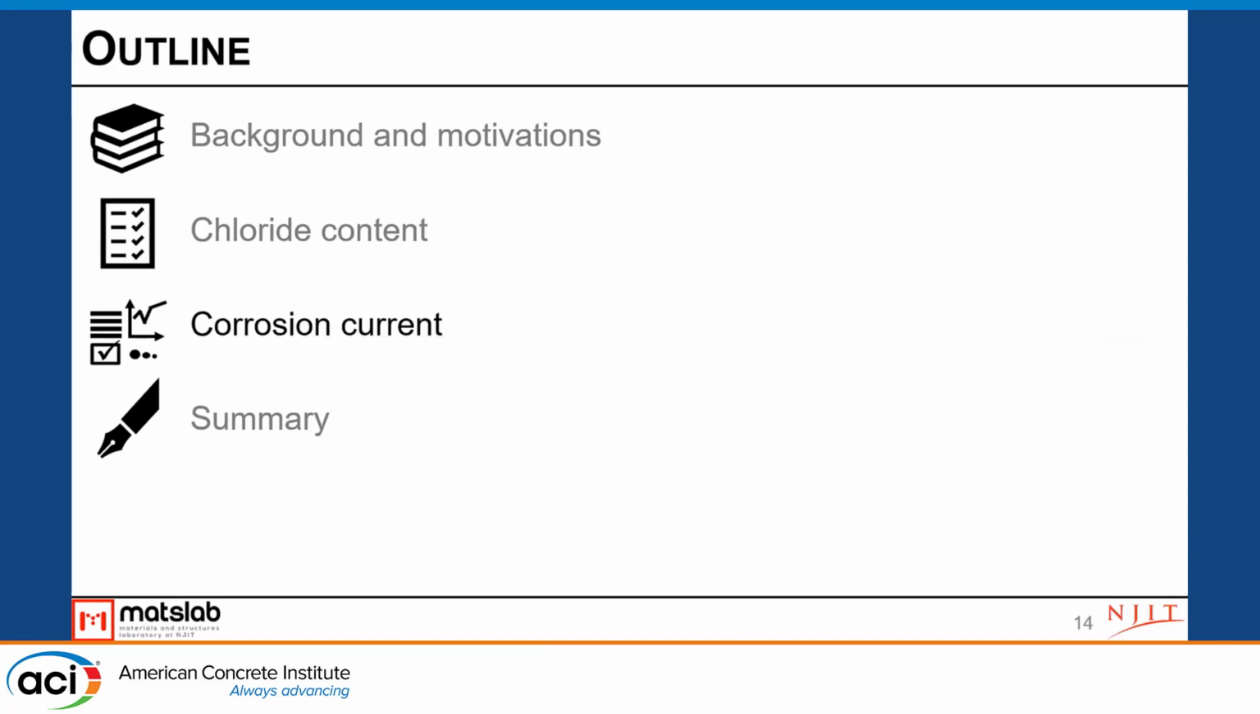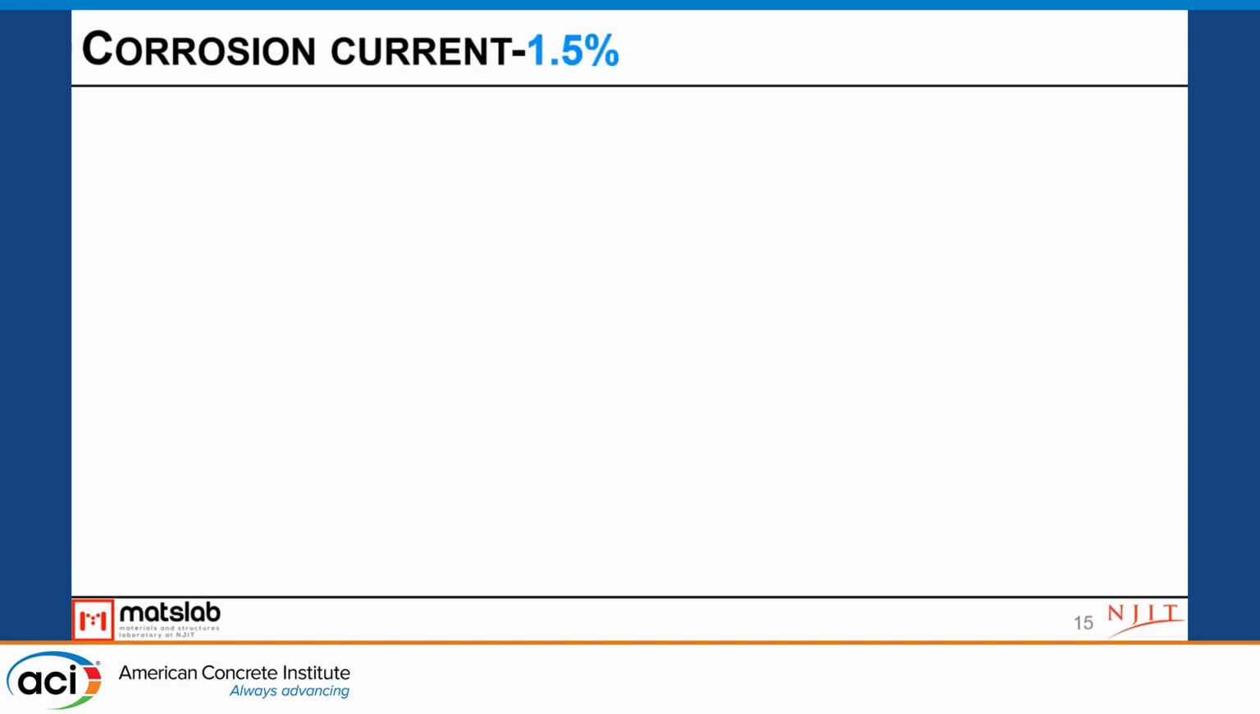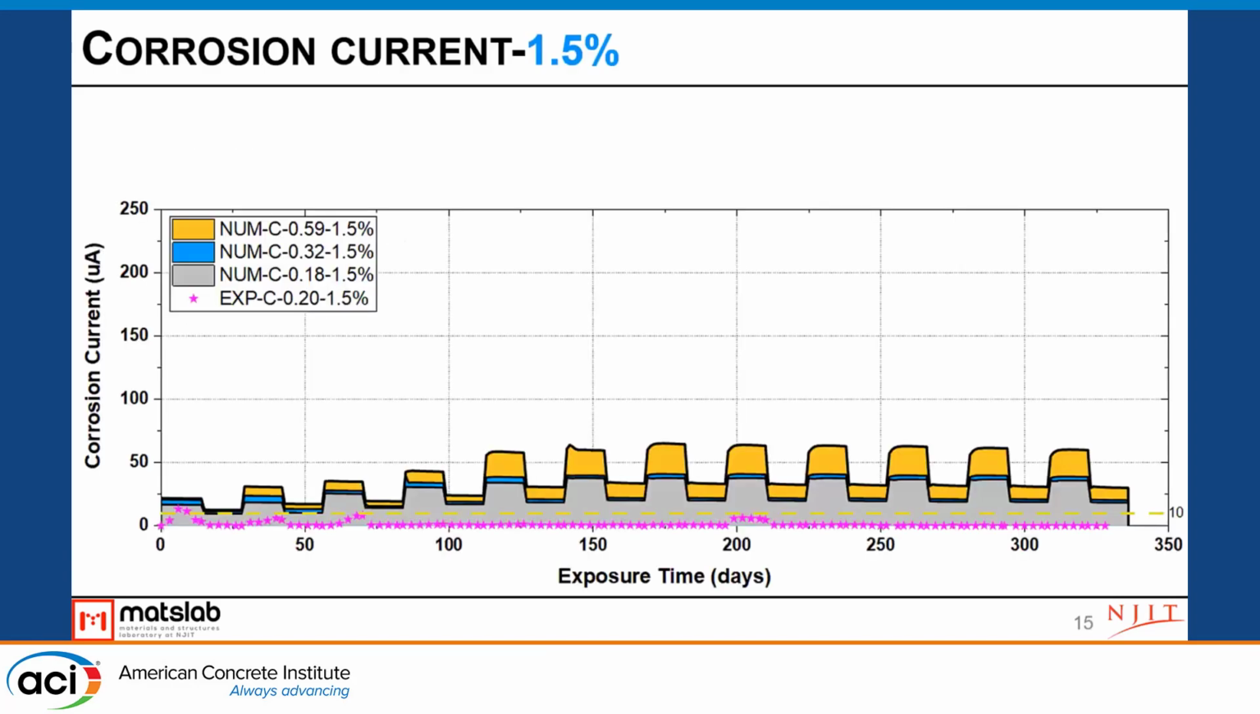So after we get the chloride distribution in the concrete, we can continue with the next step and conduct the corrosion analysis. The result we get here, first we are looking at is 1.5% surface concentration. So this is corrosion current versus exposure time, and we have different crack widths: first is 0.18 millimeter, second is 0.32, third one is 0.59.